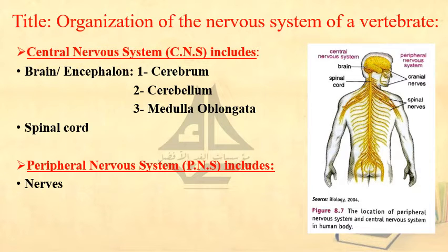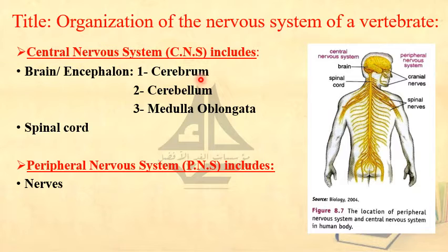Here is the organization of the nervous system of a vertebrate. Look at the human body. We have the brain and the spinal cord. Together they form the central nervous system. We have the peripheral nervous system. It includes the nerves, whether they are cranial nerves that are related to the brain, or the spinal nerves, the ones that are emerging out from the spinal cord.